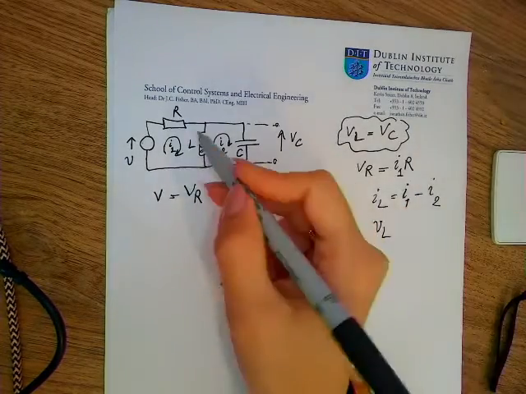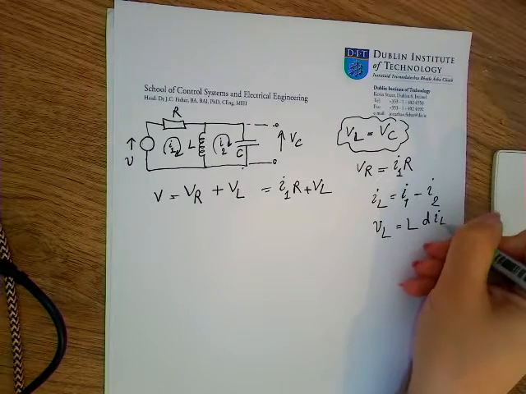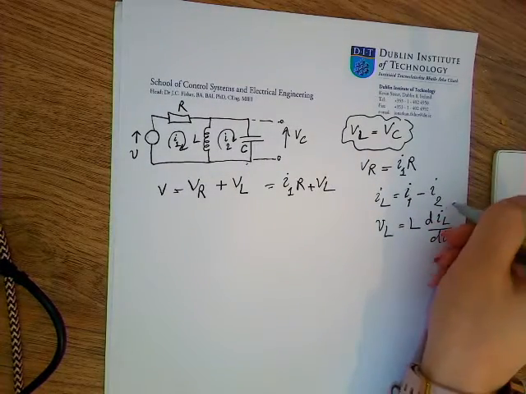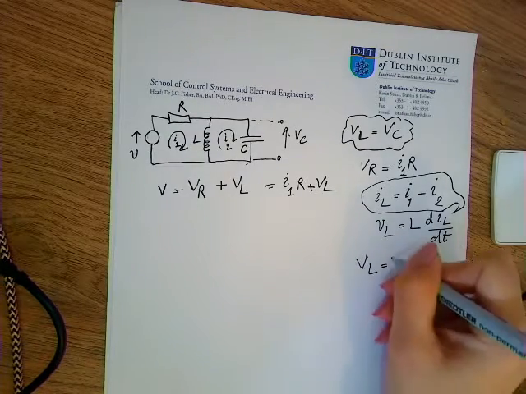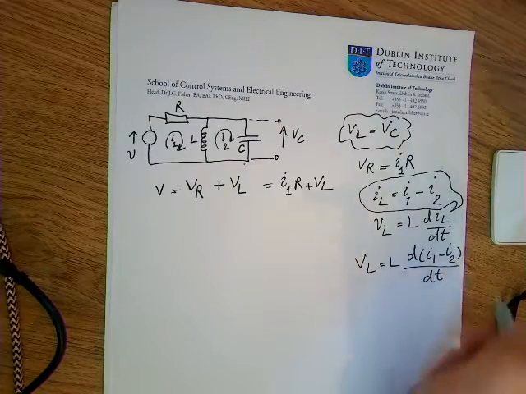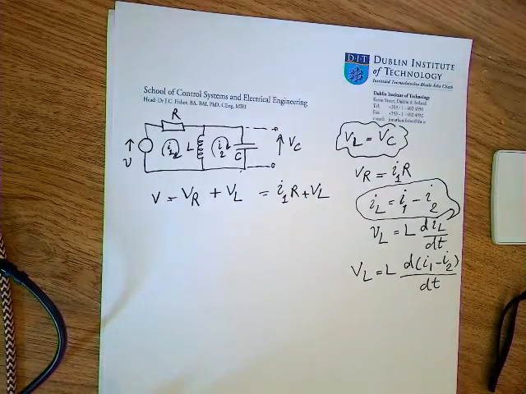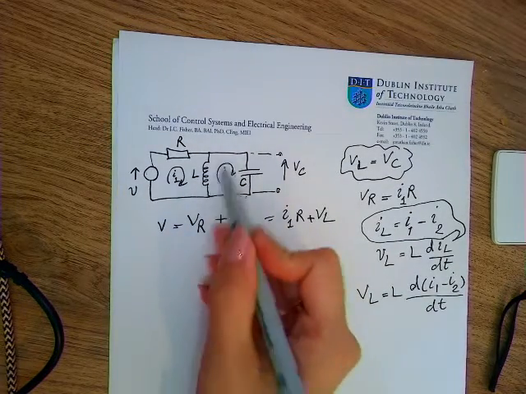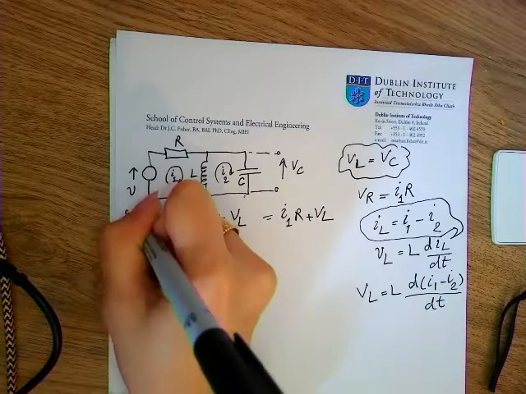And VL, the voltage across the inductor, is equal to L, the constant L, times the derivative of IL over time. Now if I replace IL with this expression, I will have VL equal to L times the derivative of I1 minus I2 over time. We can put that there, or we just hold on and look at the second mesh and take it from there. Now let's do the Kirchhoff law for the second loop, or run a mesh for the second loop. This was the first loop, the first mesh.